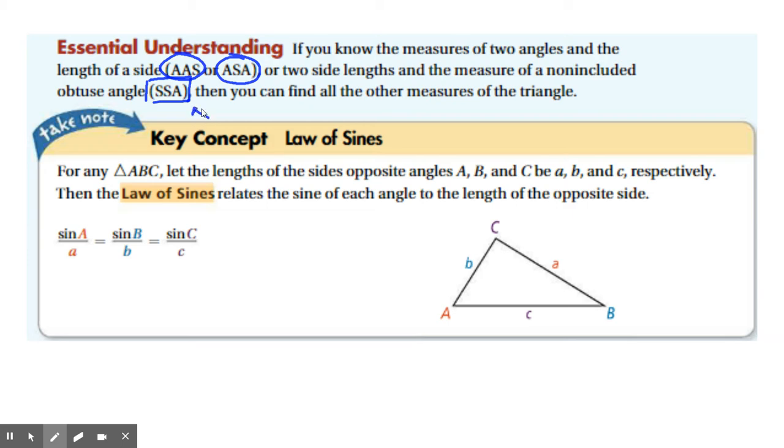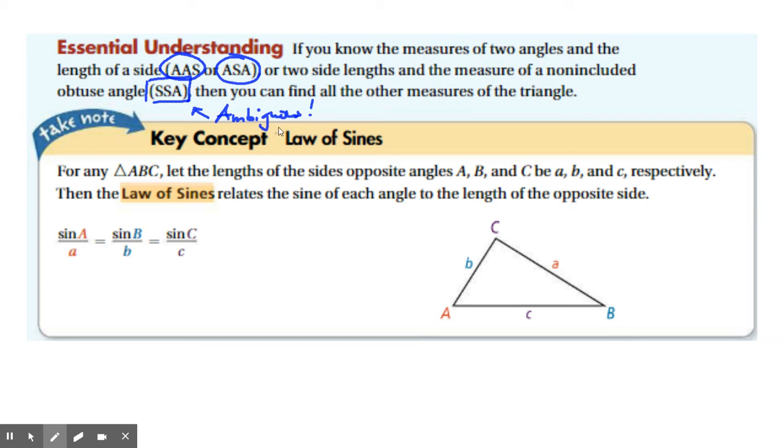Now, there is a little caveat with the SSA case. If you remember from our triangle congruence lesson, SSA was not a way to prove triangles congruent because there could be two triangles depending on the situation. So we like to call this the ambiguous case. When you get to pre-calc, you'll investigate a little bit more. In this class, there is going to be one solid answer, so do not worry about that. But again, in these situations, you are going to use the law of sines.